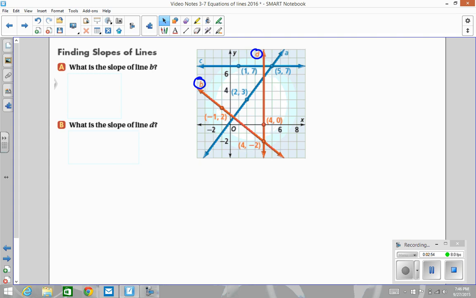Okay, so now that you're done with those, the slope of line B should be -4/5, and your slope of line D should have been 2 over 0, which is undefined. We're not allowed to divide by 0 in the denominator. It's a vertical line, so it has an undefined slope. I will also accept no slope there.